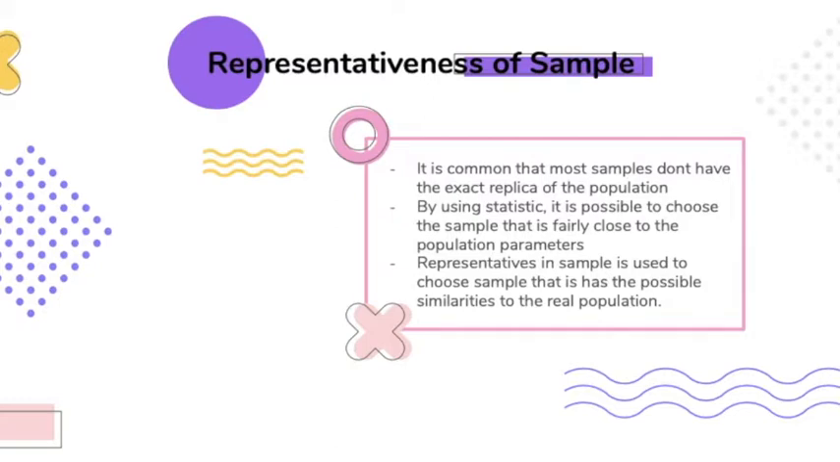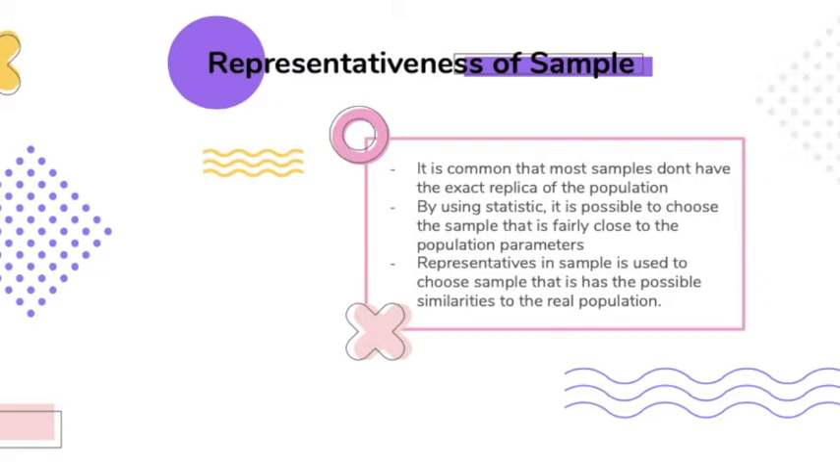And next is the representativeness of the sample. It is common that most samples are not the exact replica of the population. For example, very few sample means are likely to be exactly equal to the population mean, nor is the standard deviation of the sample likely to be the same as the standard deviation of the population.